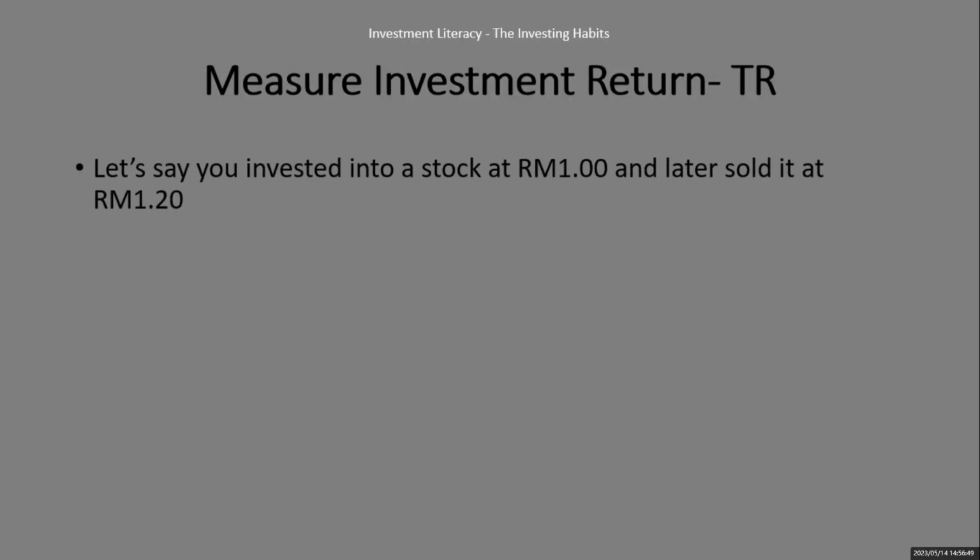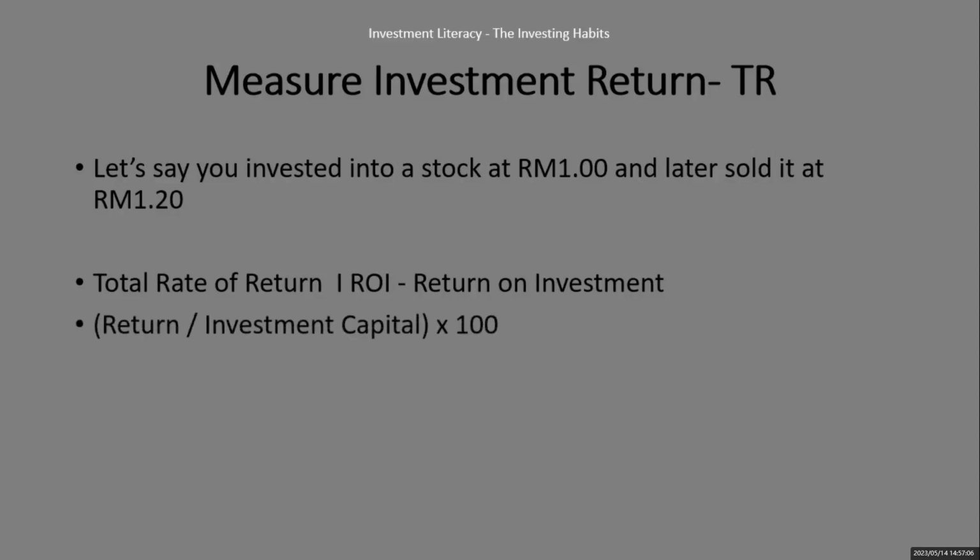So let's say you invested in a stock at 1 ringgit and later sold it at 1.20. So you are actually making a 20% return. What we call this 20% return is the total rate of return, or rate of return on investment. How it is calculated depends on the return, which is the 20 cents in excess of the invested capital, 1 ringgit. You multiply by 100, you get 20%. So that is the total return on investment.